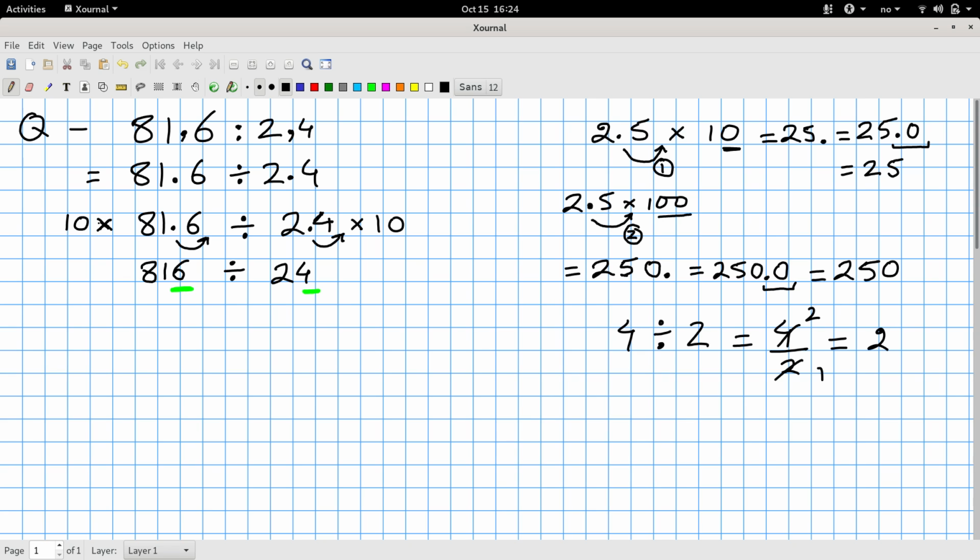Just like we multiplied both sides by 10 all by ourselves, we had the liberty to do that. So we have the liberty to divide both sides as well by the same number. So we are going to divide both sides by 2, and I'm going to write it like this: 816 divided by 2, and this whole thing is divided by 24 divided by 2. Alright, so now we can solve both sides independently.